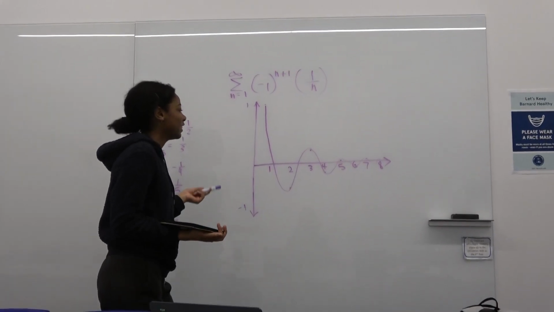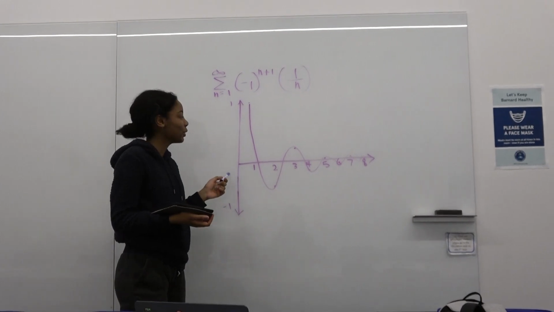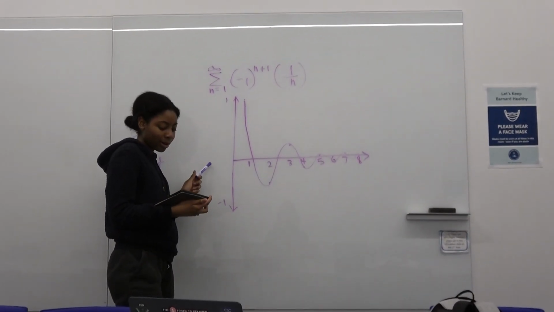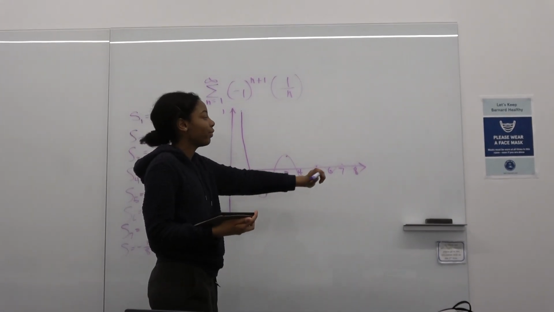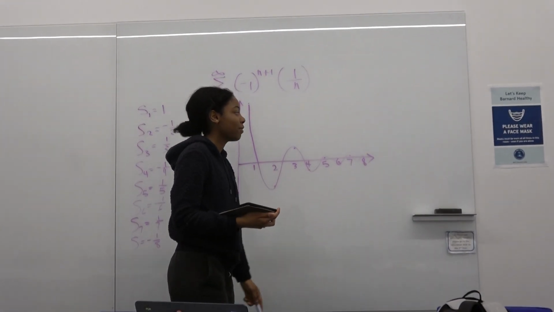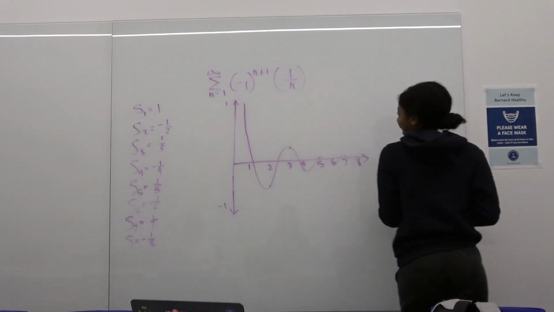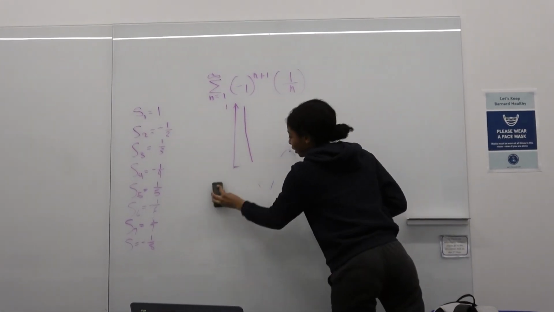As you can see here, the partial sums of the alternating harmonic series all oscillate around a fixed number, and this fixed number is the sum of the series. Now I will get into the actual alternating series test.